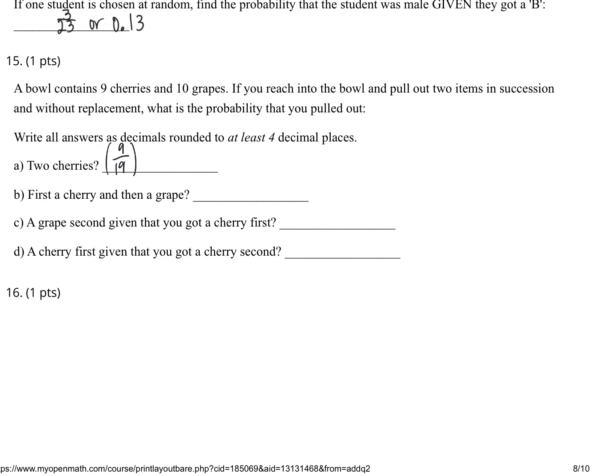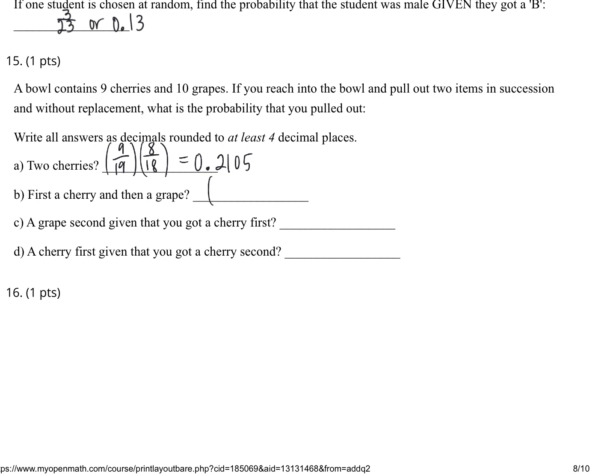On your second pull, there's only 8 cherries left because you picked one, and there's only 18 fruits left because you picked a fruit. So you would multiply those together: 9 times 8 divided by 19 times 18. That would be 0.2105, at least 4 decimal places. So 0.2105.